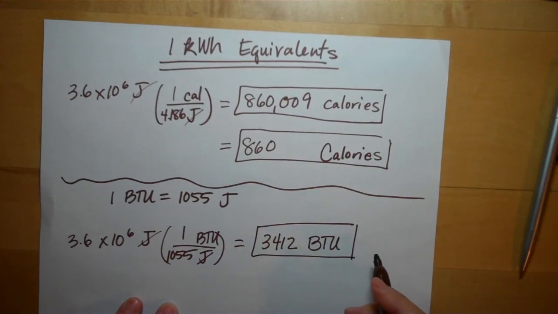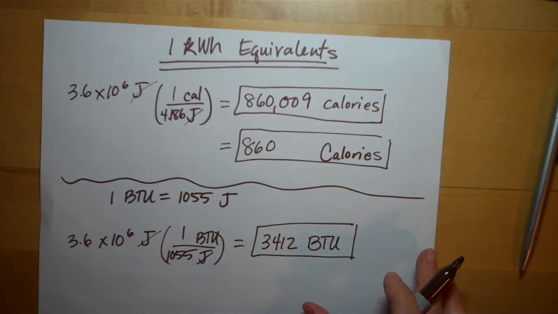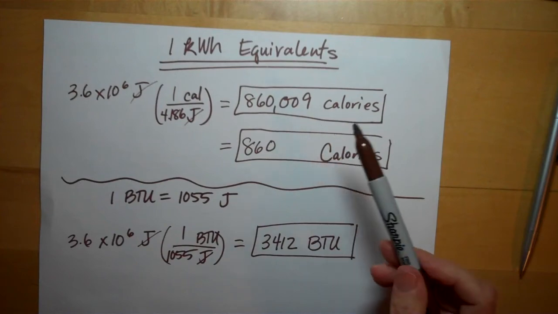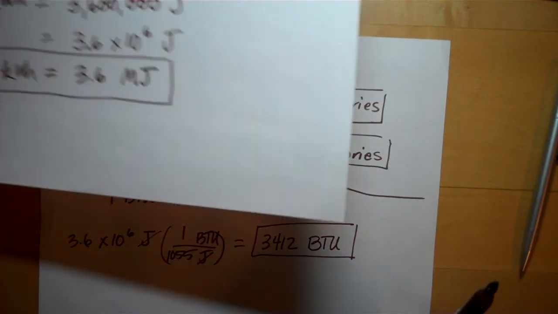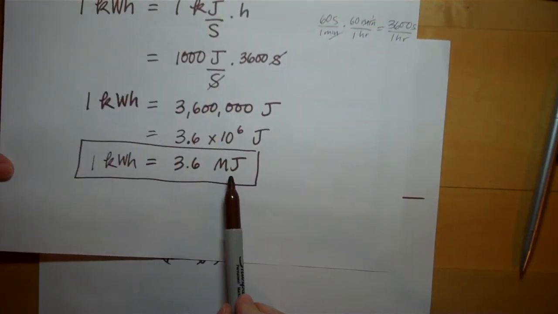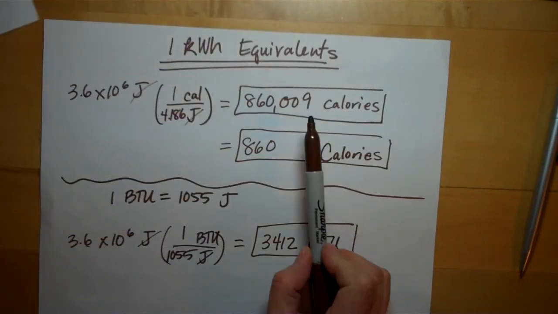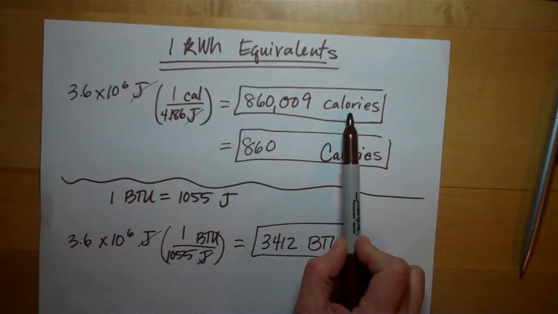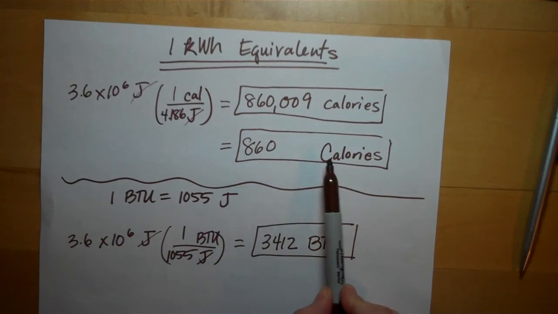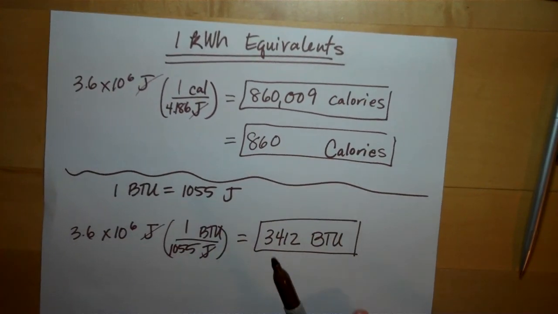So there you have it. 1 kilowatt hour is equal to all of these things. A kilowatt hour is equal to 3.6 megajoules. 1 kilowatt hour is equal to 860,000 lowercase calories, or 860 capital calories, or 3,412 BTUs.